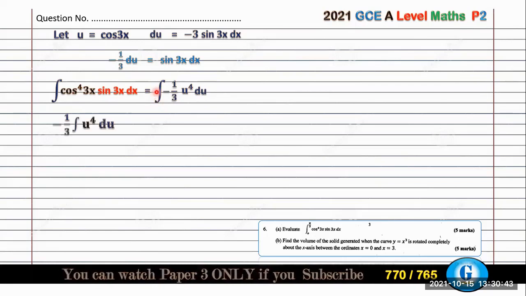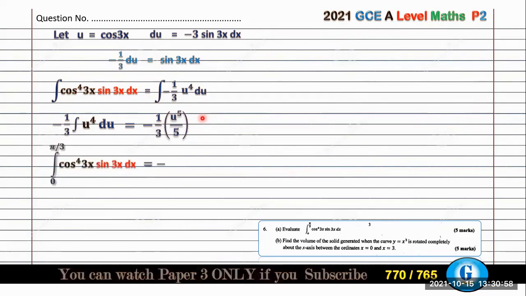We will have minus 1 over 3 times u to the power 5 on 5. I'm not going to put a constant because this is definite integration. So this integral now will be minus 1 on 15 cos 3x to the power 5 from 0 to pi on 3. These are the limits of integration.